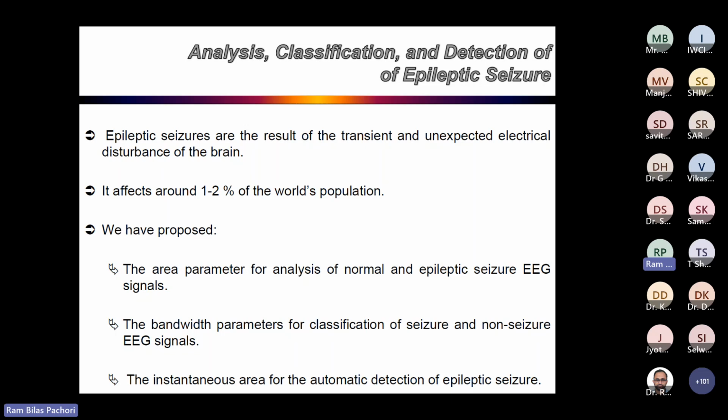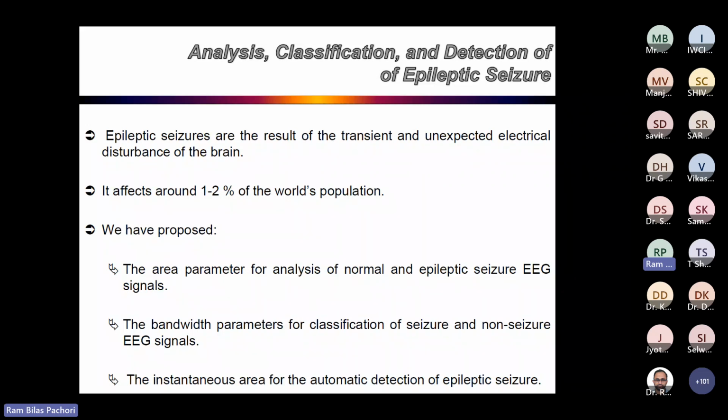In the brain there is a large number of neurons, and sometimes they synchronize together and generate very high electrical activity. Due to that, this electrical current has a very high value, and the brain becomes unbalanced. The brain is the master of the body, and when the brain is disturbed, everything in the body is disturbed. So it is a serious disease, and it affects around 2% of the world's population.